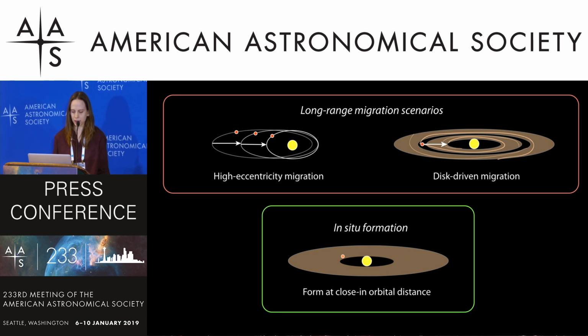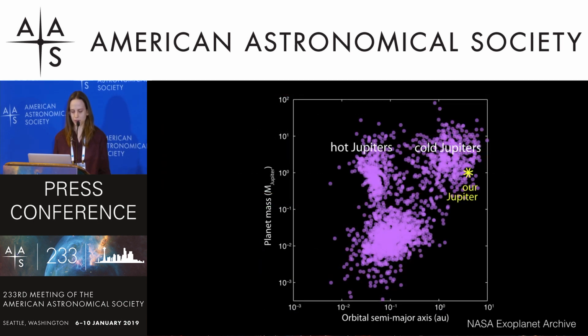So here's a plot showing observed exoplanets, the semi-major axis and mass in log-log space. And you can see those two clumps in the upper part of the graph are the hot Jupiters and the cold Jupiters. And I've shown our Jupiter on the plot too as the yellow mark. Our Jupiter is actually a so-called cold Jupiter in the framework of exoplanets.